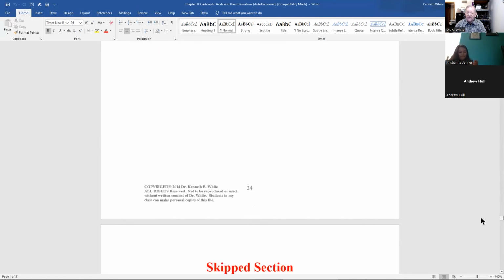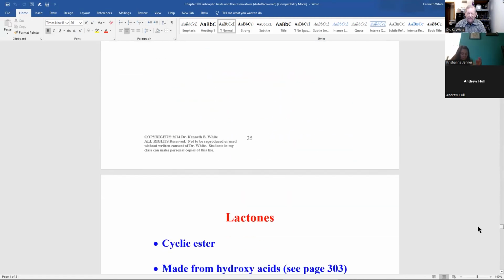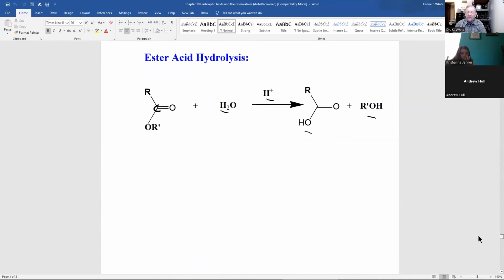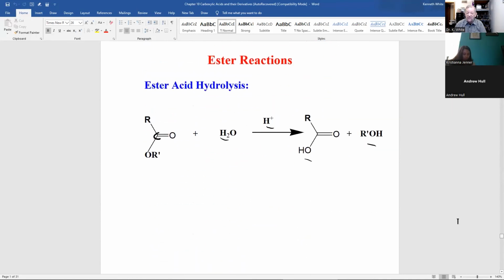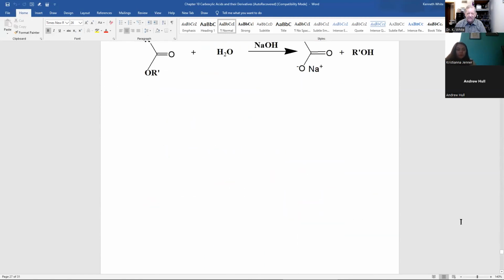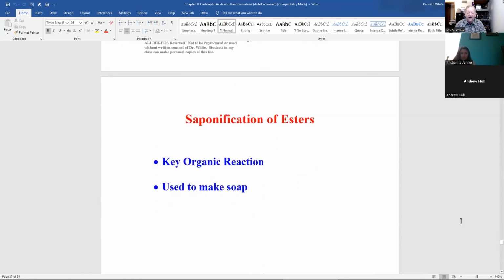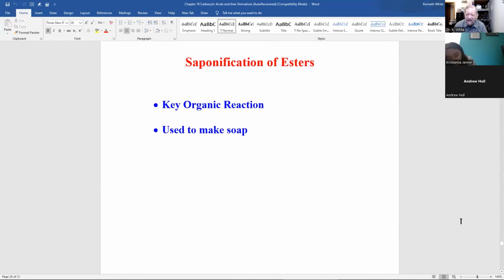Remember, next time you go into a florist shop, whatever you're smelling, remember you're smelling esters. All right, let's talk about the next reaction. And this is called saponification of an ester. It's also base hydrolysis of an ester. And it's a key organic reaction.